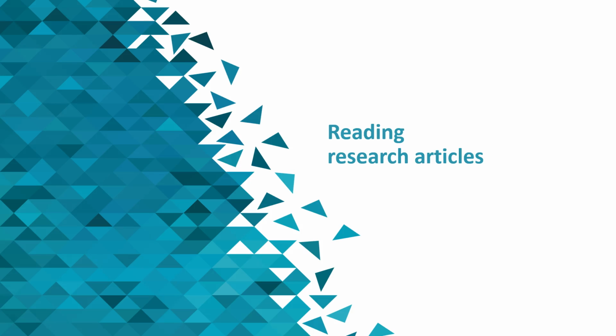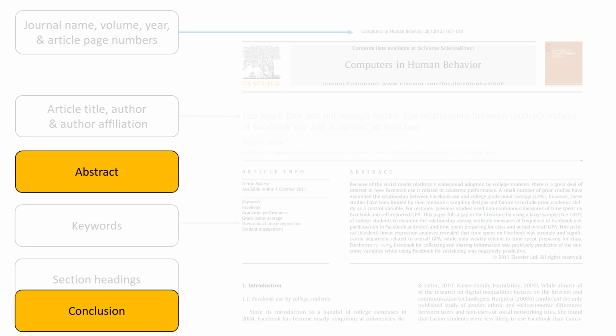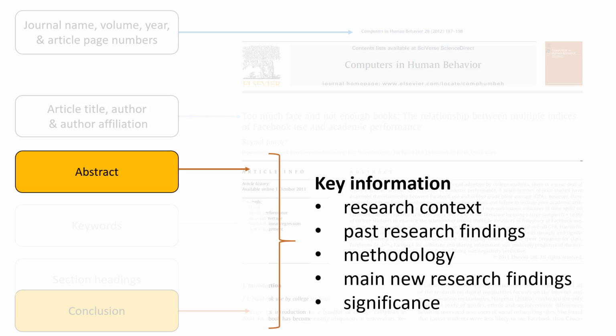When you're reading research articles, you can use the article structure to find what you need. You don't always have to read the whole thing. The abstract and conclusion help you decide if the article is relevant to your assignment. If it is, then the article makes it to your reading shortlist for slower, closer reading. Abstracts and conclusions usually give you the key information you need.